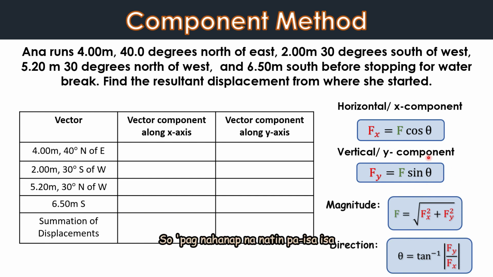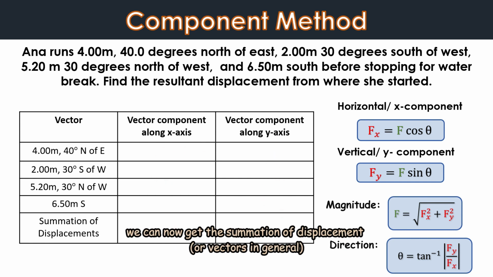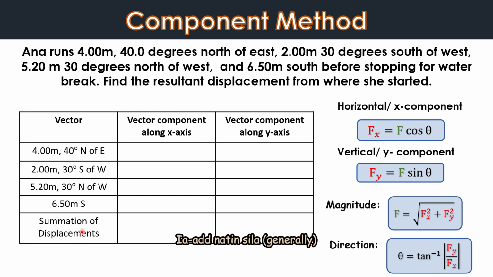So, pag nahanap na natin isa-isa, no, yung mga components nitong mga vectors, we can now get the summation of displacements. In this case, i-add natin sila, or in some cases, we will subtract them. Pero technically, we are adding the vectors. And then once meron na tayong summation, gagamitin natin yan to solve for the magnitude, the value ng vector, and then the direction, yung angle. And then later, we also have the specific direction, kung north of east ba ito, south of east, south of west, or north of west. So, yung mga ganoong case.